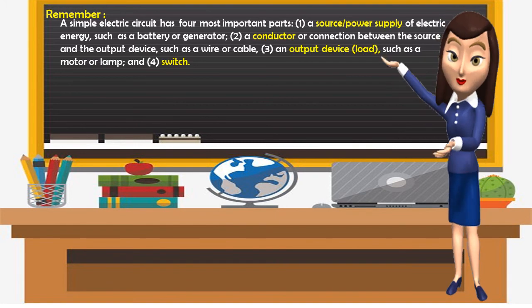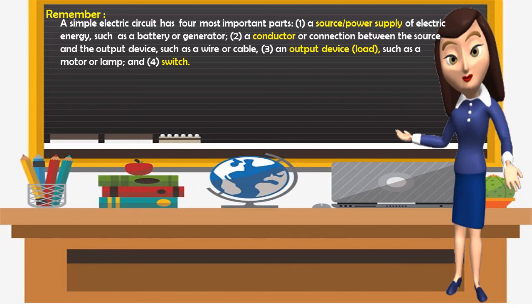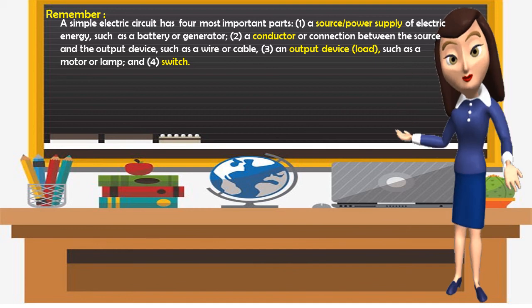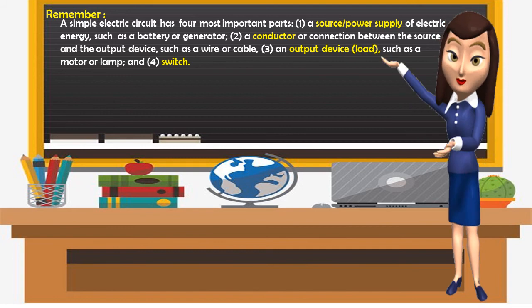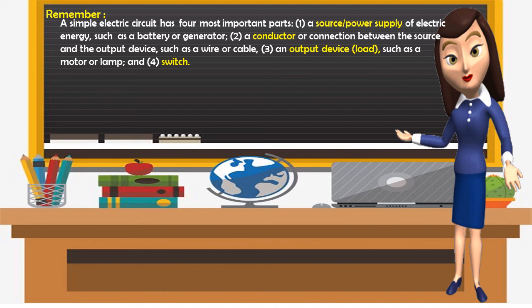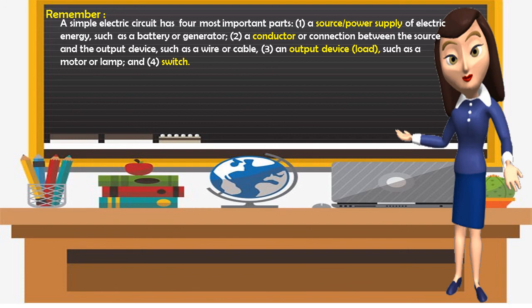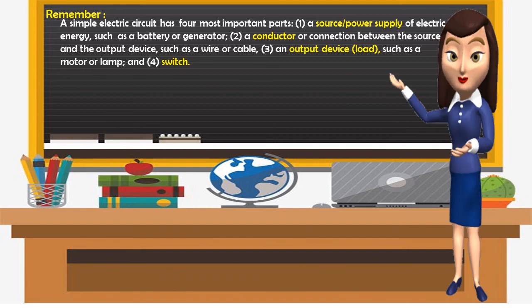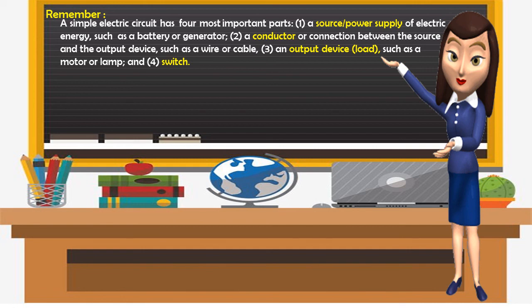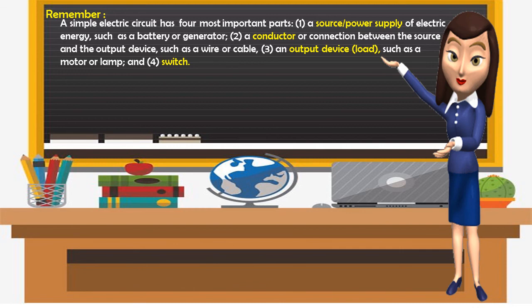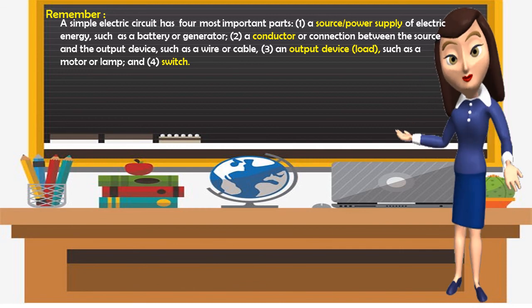Remember, class, that a simple electric circuit has 4 most important parts, which are: first, the source or power supply of electric energy such as a battery or generator. Then second, a conductor or a connection between the source and the output device such as wire or cable. Number 3, an output device or load such as a motor or lamp. Then lastly is the switch, which controls the flow of electricity, to switch on or switch off.